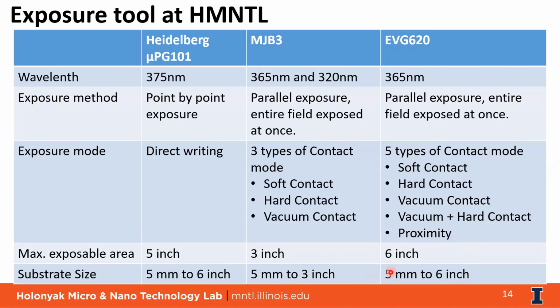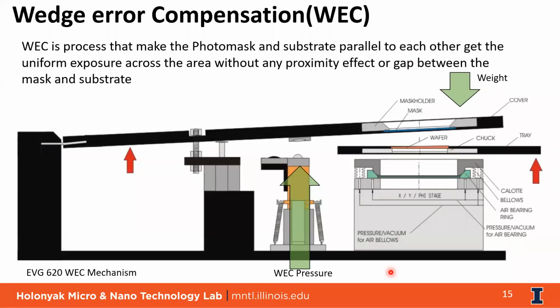EVG620 you can use again from 5 mm to 6-inch. When you load your mask and the wafer into any mask aligner system, some of the tools automatically do something called wedge error compensation. In this step, it will make your photo mask and the substrate exactly parallel to each other to get uniform exposure across the area. You do not want any proximity effect or a gap between your substrate and the mask during your exposure.